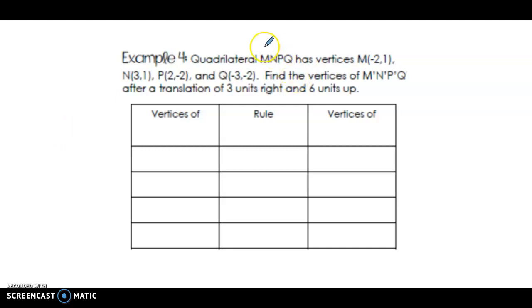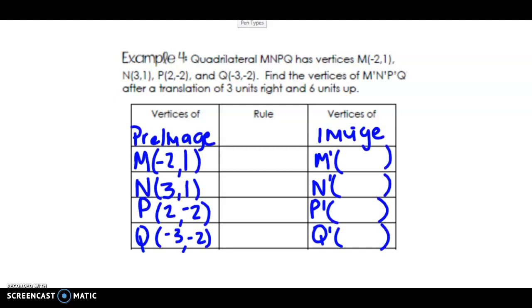All right, guys, so last example we have, it is a quadrilateral, and I'm going to go ahead and set up my chart, and then we can kind of go through it together. All right, so I've got mine set up. Obviously, if you need to pause me, go ahead and pause me now. All right, so we are going to move it 3 units to the right, 6 units up.